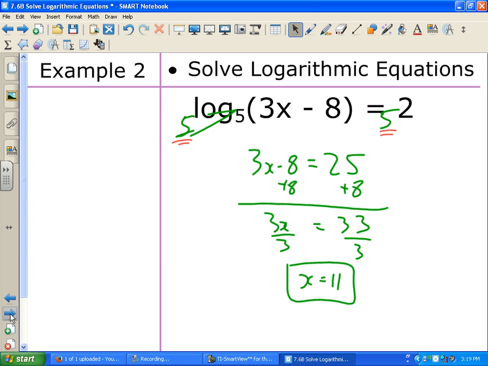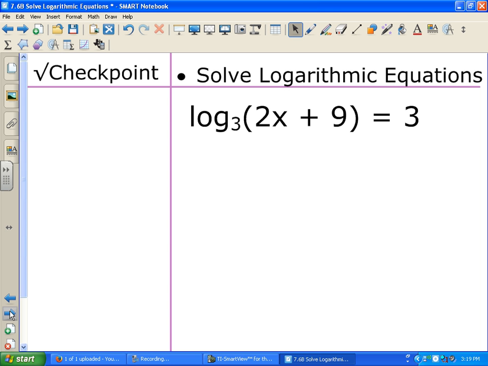All right, we got a checkpoint coming up for you guys. Pause the video, do the checkpoint, and unpause when you're ready to move on. Log base 3 of 2x plus 9 equals 3. All right, hopefully you finished that problem. I expect that you finished that problem, and we're moving on to the next example.